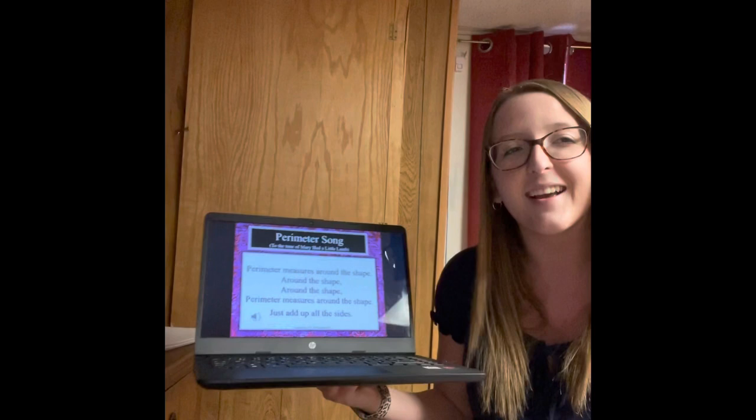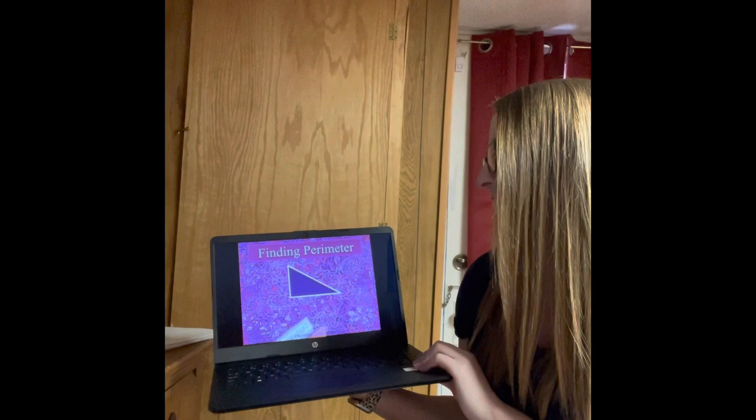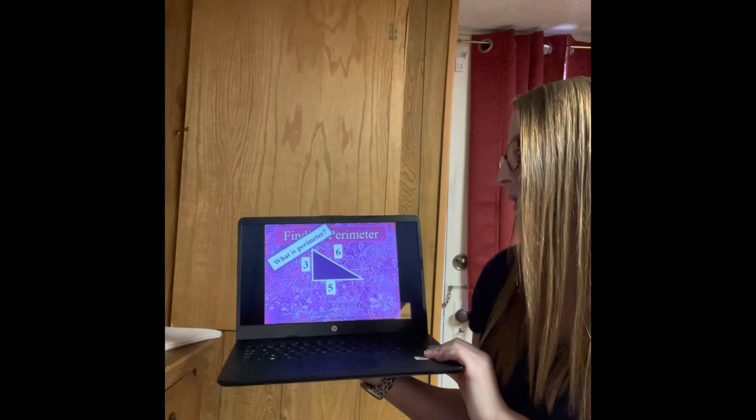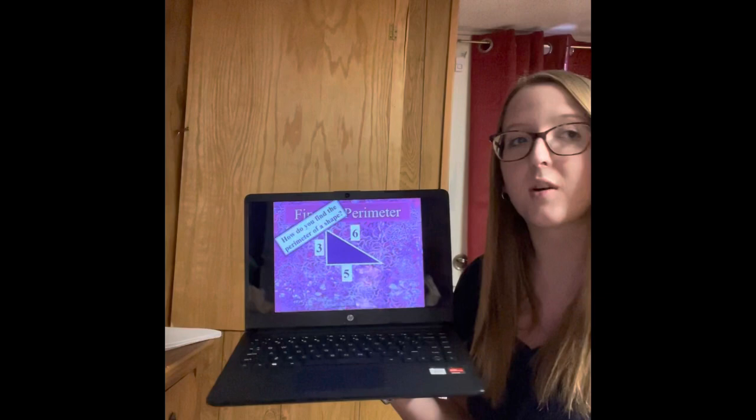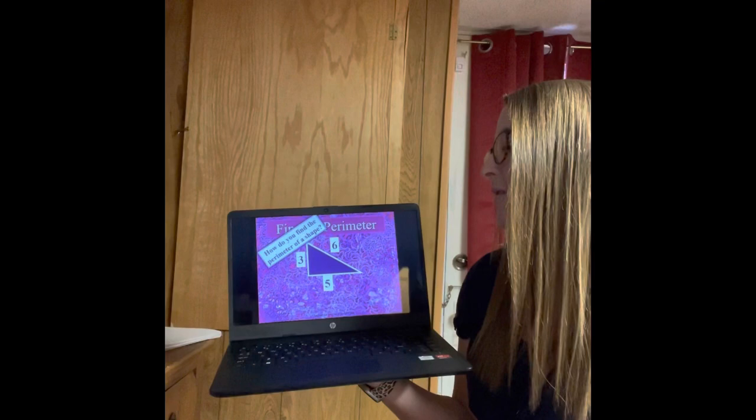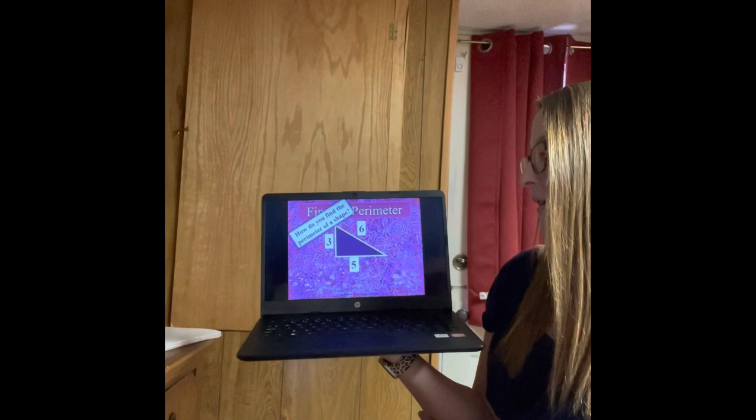Very good. All right, so we're going to find the perimeter of this triangle. Here are the sides for y'all. So how are we going to find the perimeter of this? Add them all together. That's right. So on your presentation, write out 6 plus 5 plus 3. And 6 plus 5 plus 3 is going to give us 14.